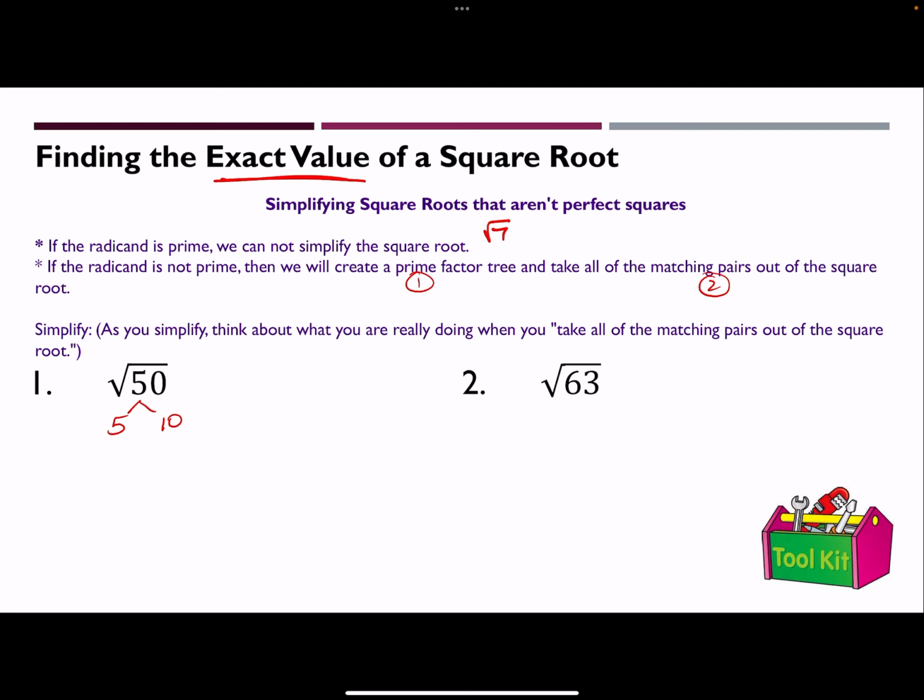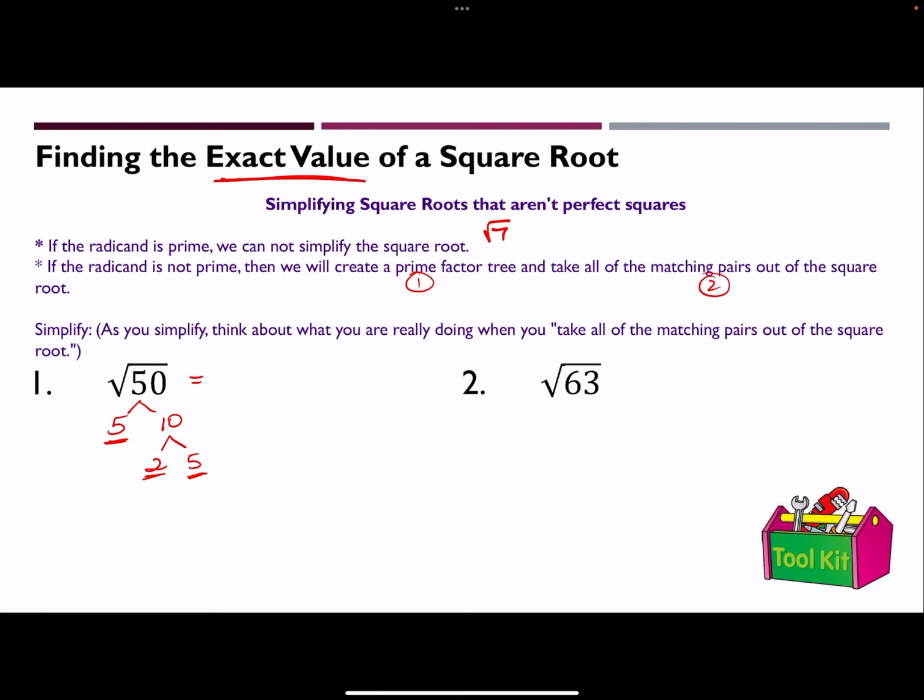So a prime factor tree, you keep going and factoring until you get all prime factors. So 5 can't be factored anymore, other than 5 and 1. So I'm going to underline it, indicating that's the end of that branch of the tree. But 10 could be 2 and 5. 2 can't be factored anymore other than 1 and itself, and 5 can't be factored either.